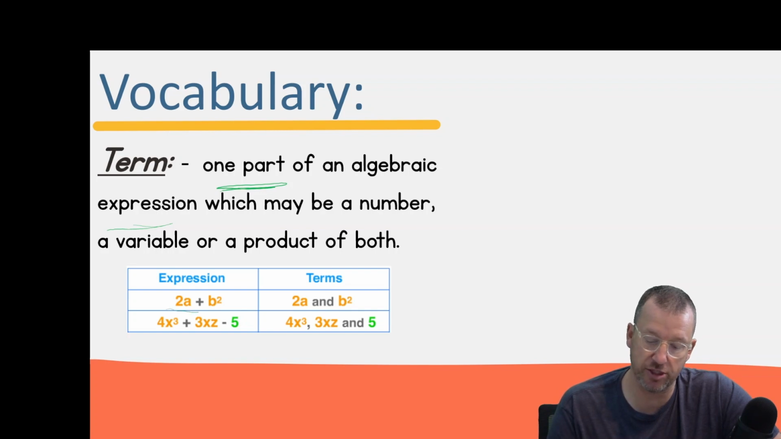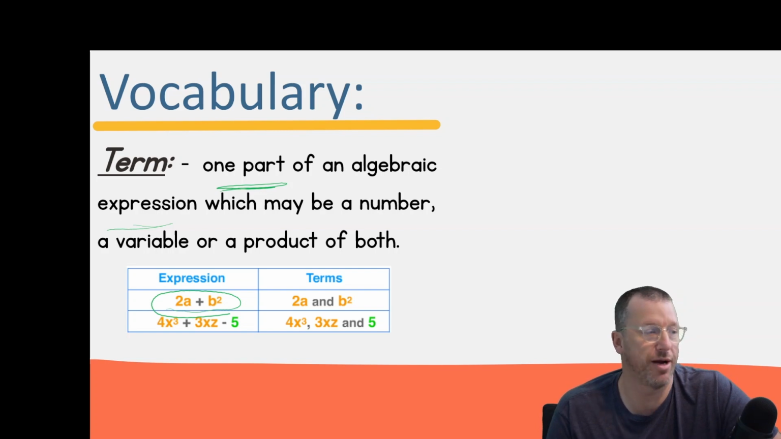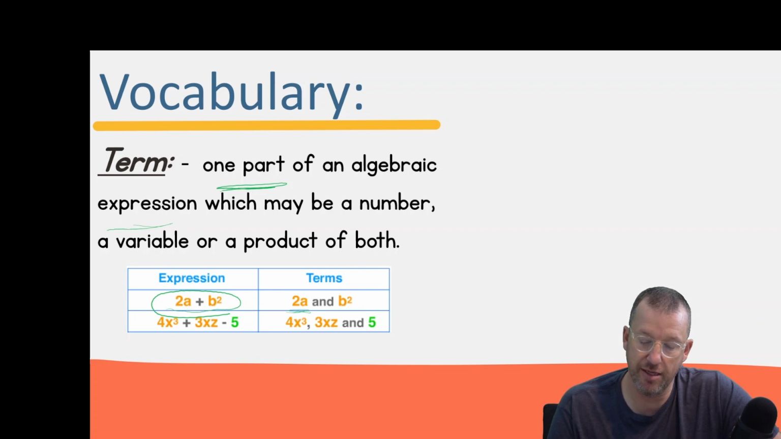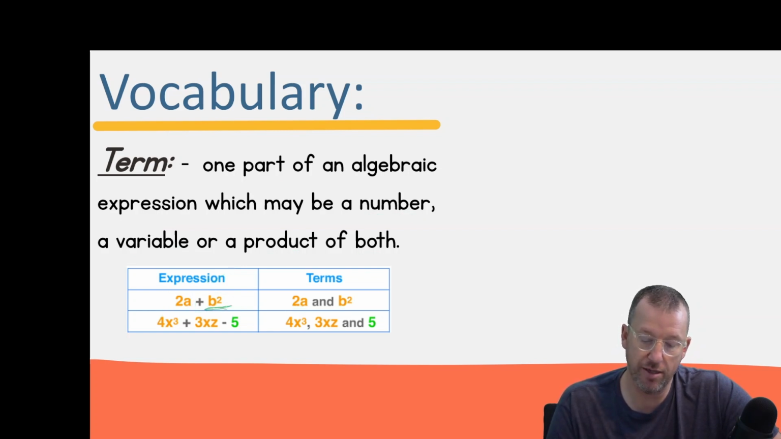So here's an expression right here: 2a plus b squared. So what are the terms? Everything that has a 2a is a term, and this is a term, because they're separated by an addition sign. But also, let's go back and see what it says. It's a number or a variable or a product of both. So 2 and a is a product. That's 2 times a. A product is the answer to a multiplication problem. So that is a term. B squared, that's a term.